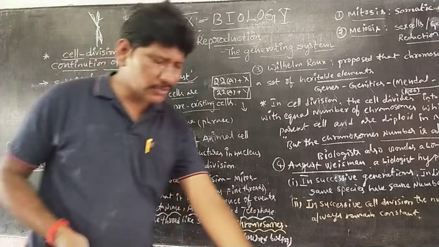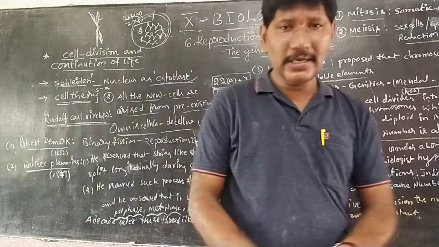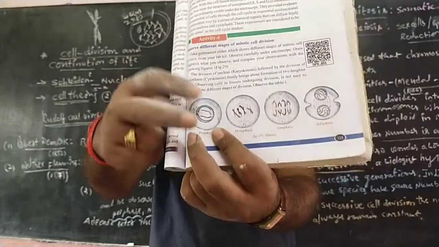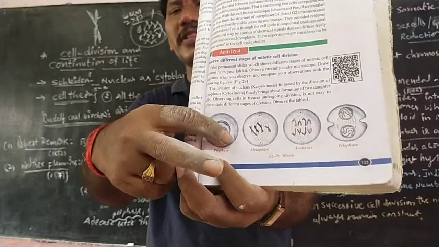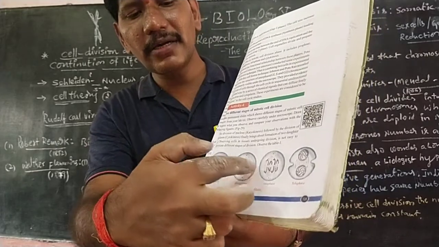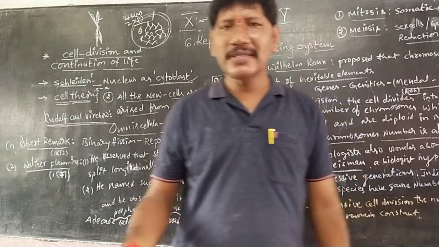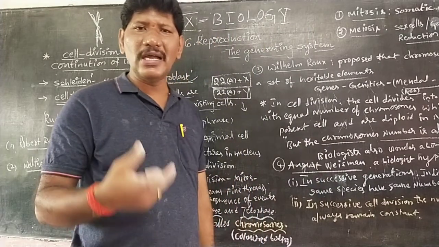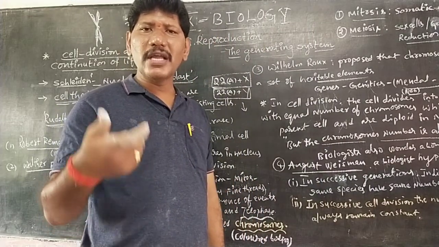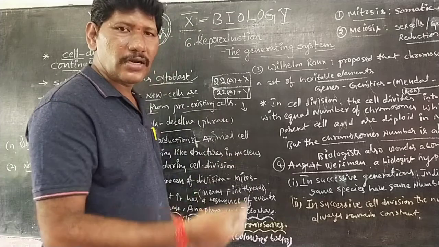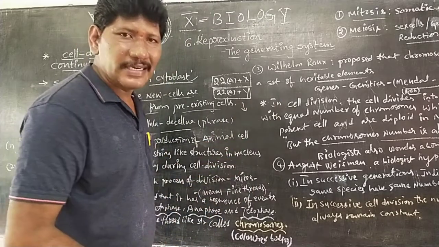When we observe the diagram, see here, they are given as colored string-like structures. These fine thread-like structures are called colored bodies, also called chromosomes. Chromosomes carry the genetic information through the DNA or RNA, which have the genes. I have already given the basic information about genetics.